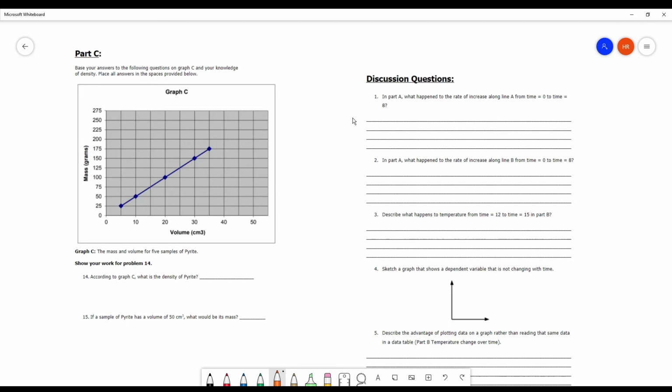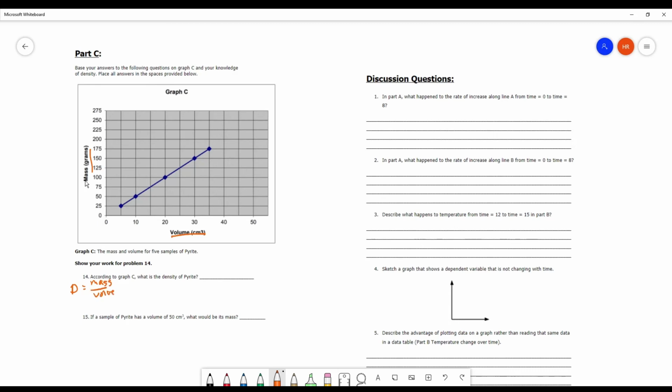Awesome. Part C, our last part. So this one's cool. It's about density. So we've got a density graph with mass and volume. And I want to find the density of pyrite. So remember, density equals mass divided by volume.